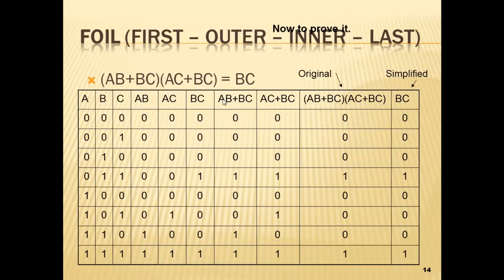And so we need to do our original. The first one we need to do is fill out the AB, the AC, and the BC. So we're going to AND these two columns, and these two columns, and then BC is ANDing these two columns.